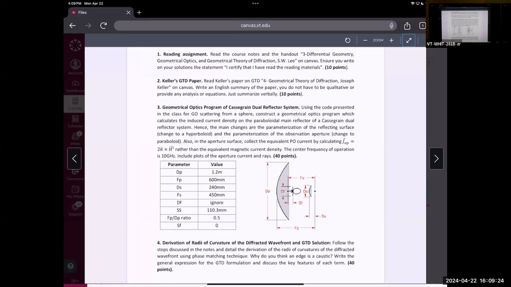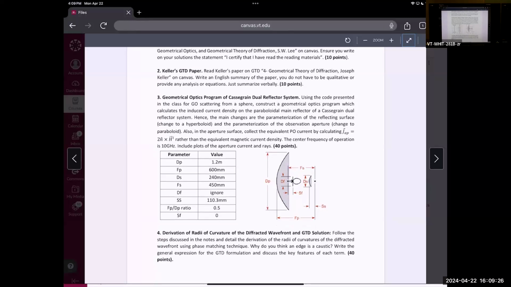Okay, so number 4 is the derivation of the radii of curvature of the diffracted wavefront and the geometrical theory of diffraction solution for the diffracted field. And you're going to detail the steps needed to do that, which means go through the notes, understand them, write them out. You'll probably want to wait till after next lecture to do this one, but start this one as soon as possible, number 3, and read the GTD paper too. All right? So you have 10 days to do this homework. And that'll be the last homework for the class.